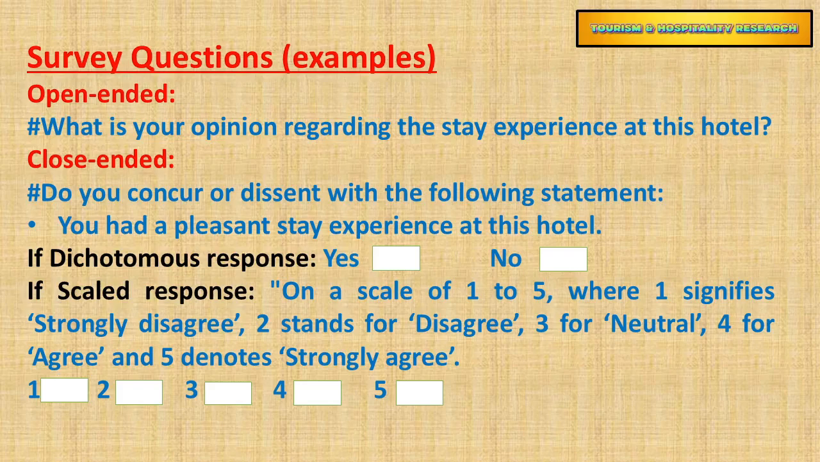If you are giving a scaled response on a scale of 1 to 5, you can give him or her 5 numbers with a tick box against each number and clearly define what these numbers signify. 1 signifies strongly disagree, 2 for disagree, 3 for neutral, 4 for agree, 5 denotes strongly agree.